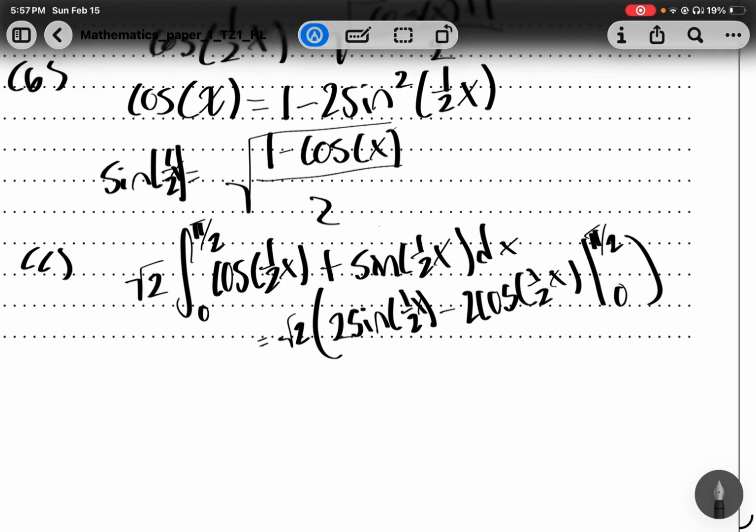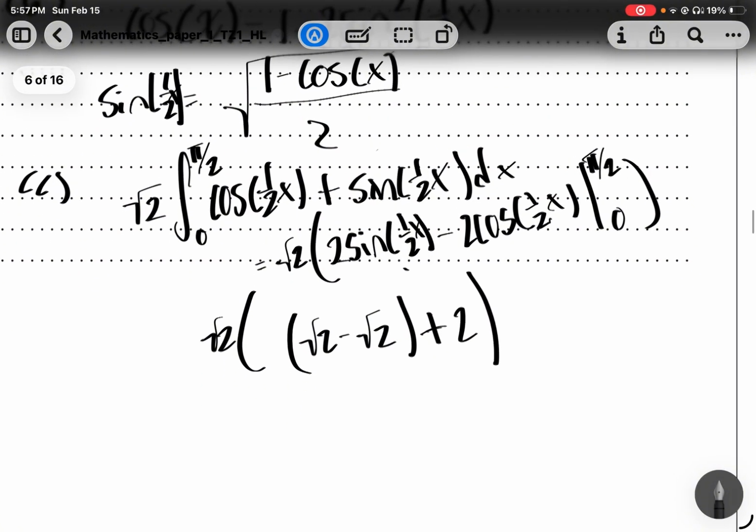So then plugging in pi over 2, we get pi over 4 for both of these, which would both be square root of 2 over 2. So square root of 2 minus square root of 2. And then subtract by plugging 0 into both of these, where sine of 0 is 0. So then we have minus, which makes it plus, cosine of 0, which is 1, so times 2 is 2. So this gives us 2 times square root of 2.